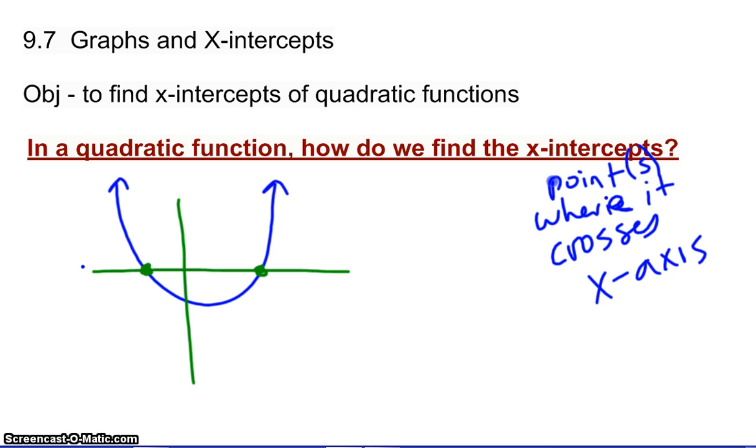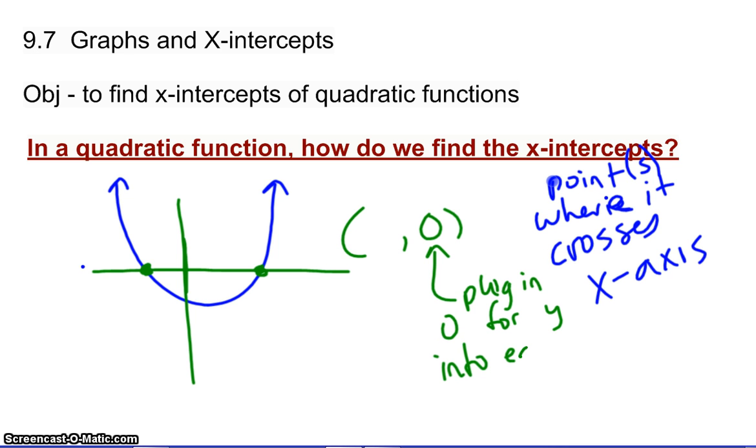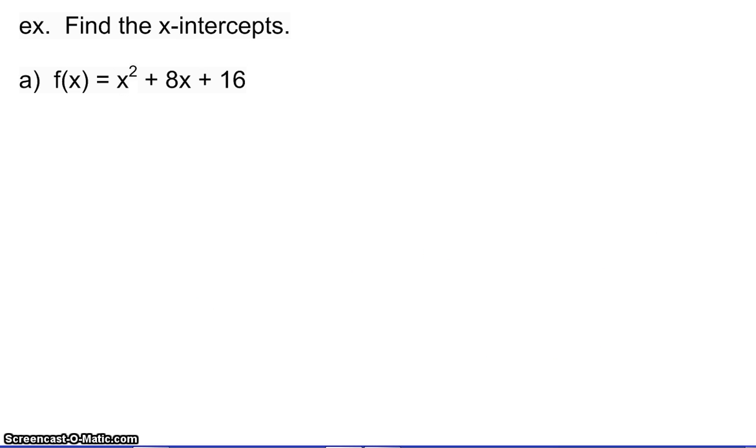And what is our y value? How high up or down is it? Our y value every time is 0. So we are going to be plugging in 0 for y into our equation to find the x-intercepts. So let's move on to letter A.